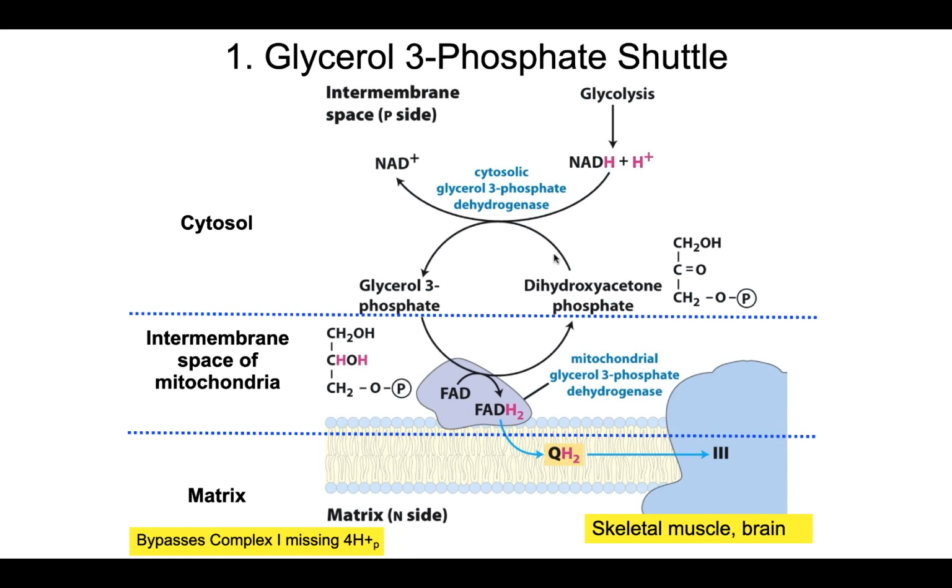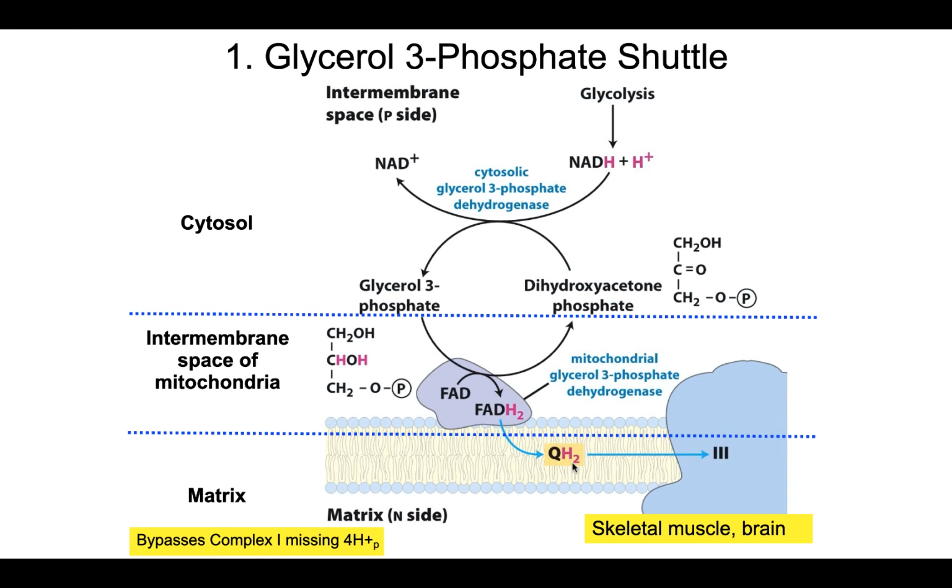Now we're using this enzyme here in the opposite direction. We're using it to take dihydroxyacetone phosphate, using it to oxidize NADH in the cytoplasm. Okay, so it's taking the electrons from NADH and thus becoming glycerol 3-phosphate. Glycerol 3-phosphate passes through the outer membrane of the mitochondria, gets to the inner membrane, and there is another enzyme here, the mitochondrial glycerol 3-phosphate dehydrogenase. That then reoxidizes glycerol 3-phosphate back into dihydroxyacetone phosphate, and in so doing, reduces Q. And then Q is good to go to complex 3, be involved in the Q cycle, and so on and so forth.